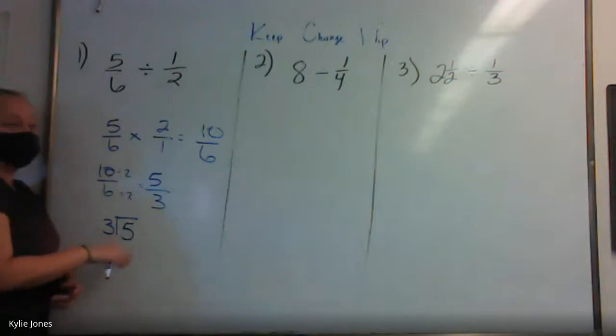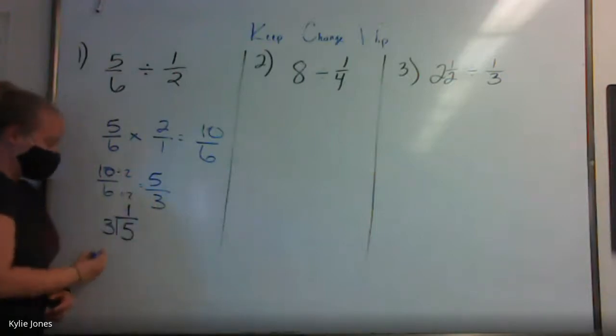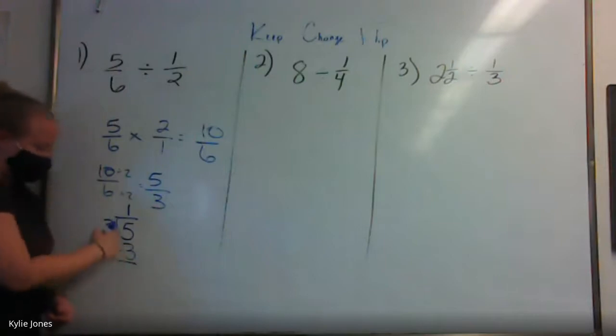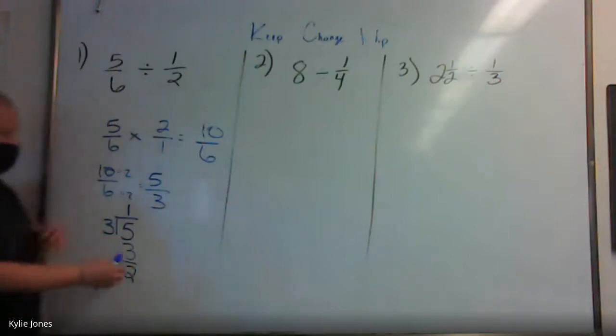Does 3 go into 5? Well, it does. How many times? One time, right? So it goes in once. We put our 3 down here to subtract. What is 5 minus 3? 2. How does this become a mixed number?